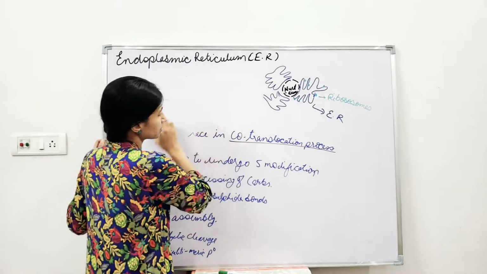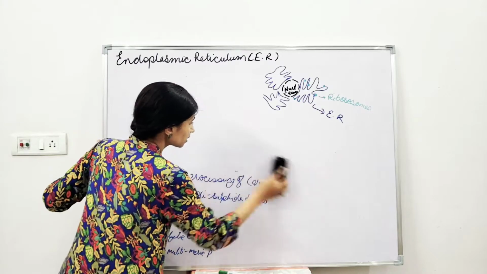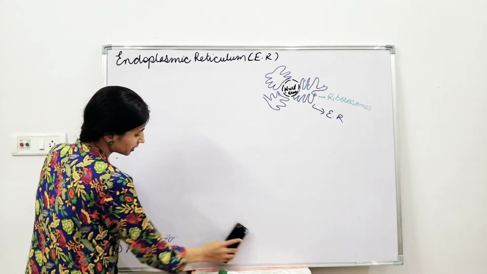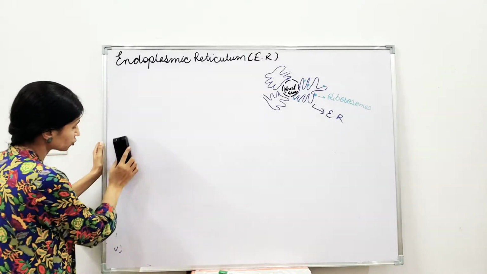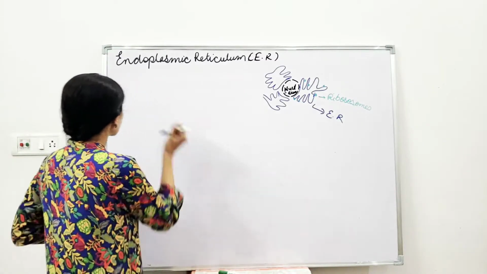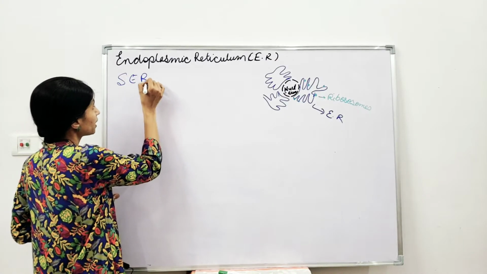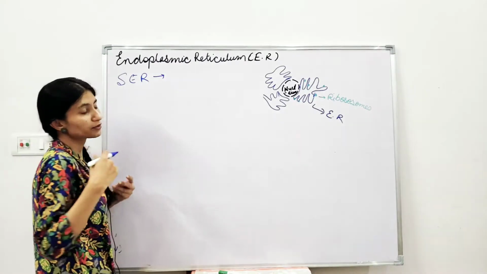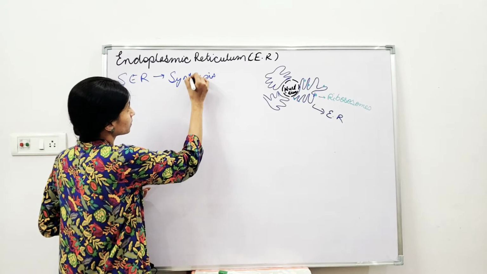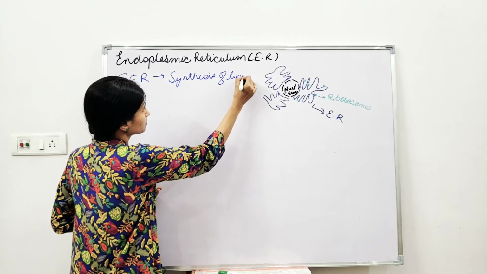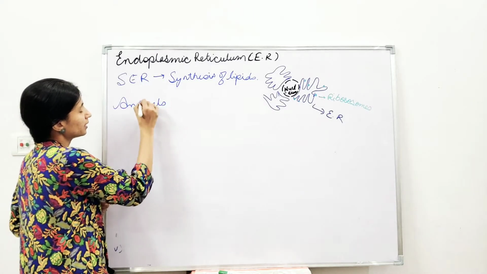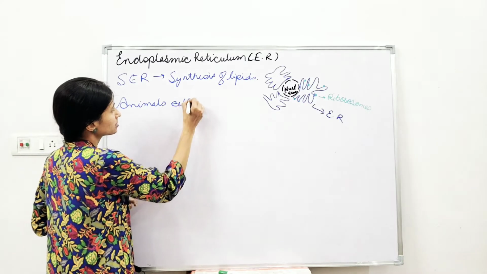But what about the SER, the smooth endoplasmic reticulum? Does it not perform any role, or does it just wait until ribosomes come and attach on it? Actually, that's not the case. The smooth endoplasmic reticulum is responsible for the synthesis of lipids.